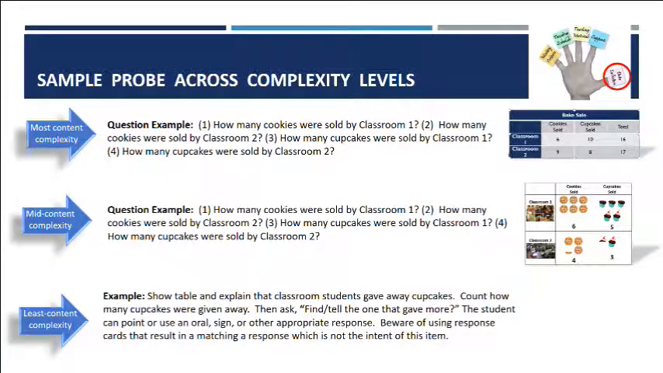And at the least complex level, notice the table is much less complex. We're going to make sure the students understand all the symbols on the table, as we would for every chart, but specifically probing that out, and then find and tell which one gave more. So they're really looking for the larger set. We're not asking them to count. We give you some ideas that you want to get away from just having them match. But again, these are samples, ideas for you to think about what it looks like when students can show you what they know.